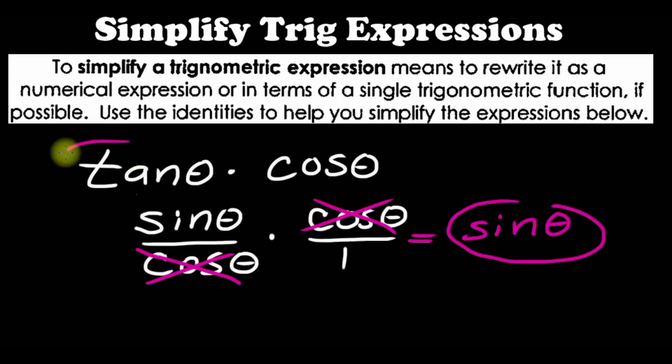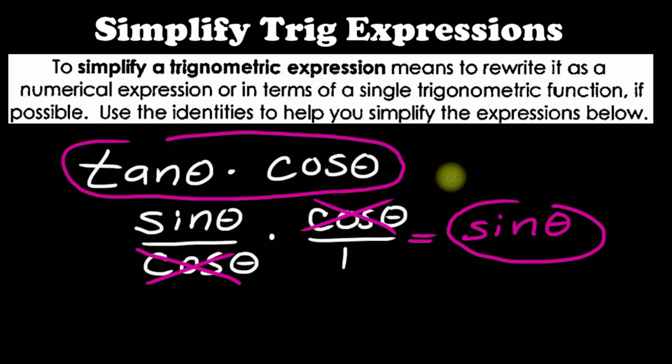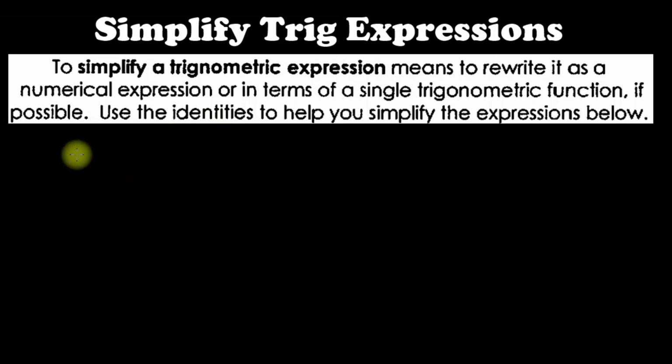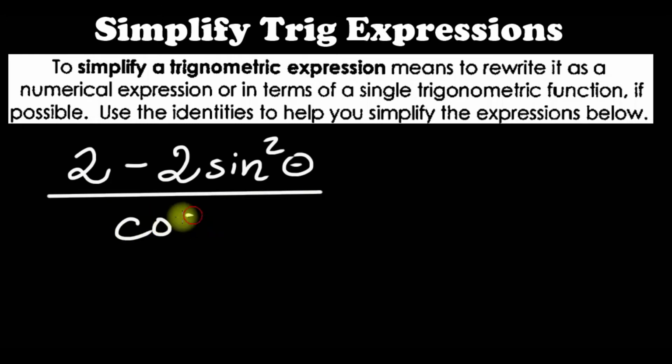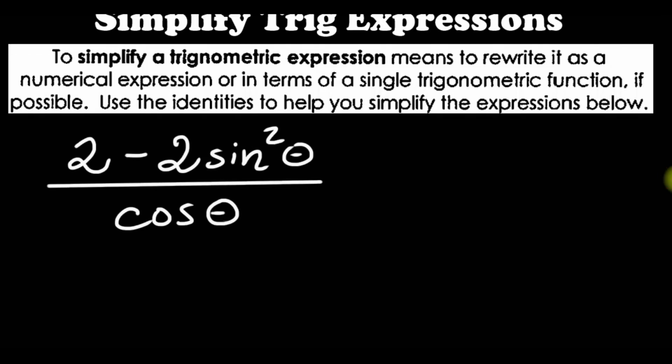When you multiply these two trig functions, you end up with sine theta. So here we have 2 take away 2 sine squared theta all over cosine theta. We're going to simplify this. We have to turn this into a single trig function using the identities.